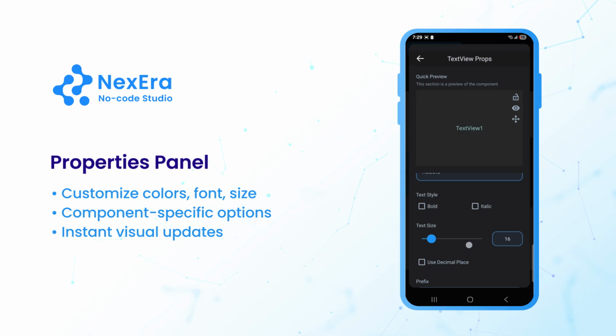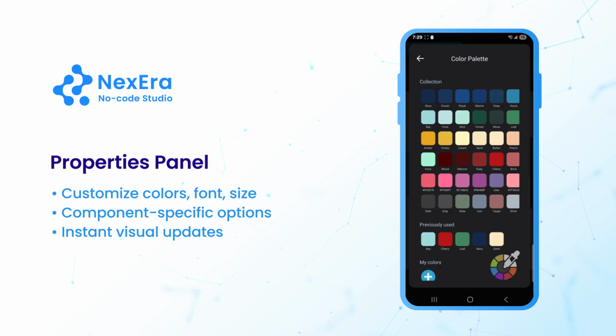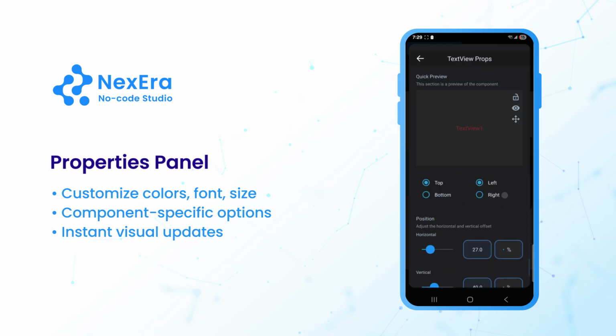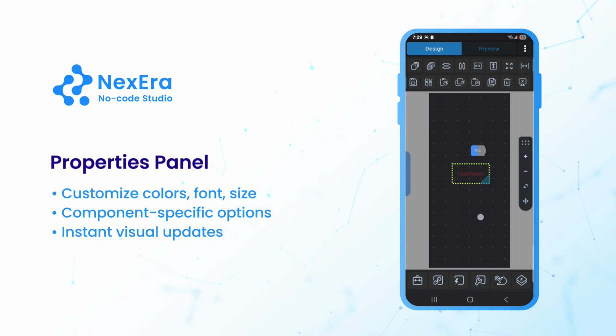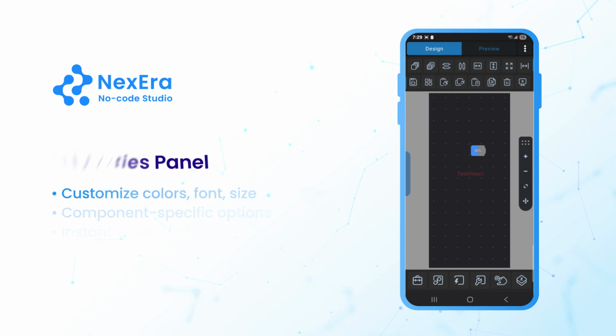For example, here if I select a text view and I want to change the color, I select the color and just press set, and as you can see, the color of this text view is changed to red.